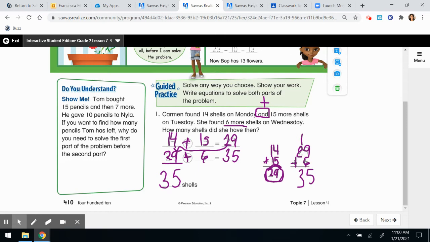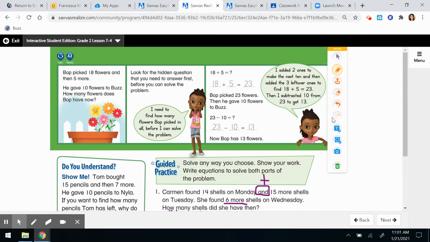Let's look at the do you understand? Tom bought 15 pencils and then 7 more. He gave 10 pencils to Nyla. If you want to find out how many pencils Tom has left, why do you need to solve the first part of the problem before the second? Well, that's because the second part of the problem depends on how many pencils there were to begin with.